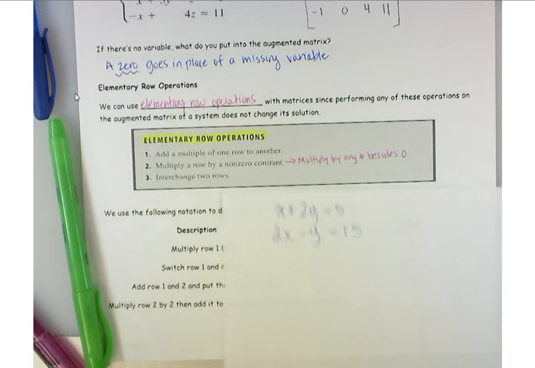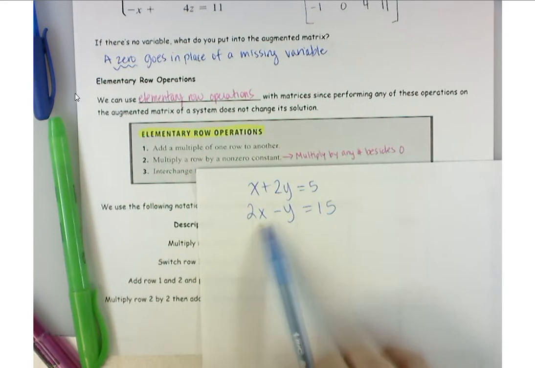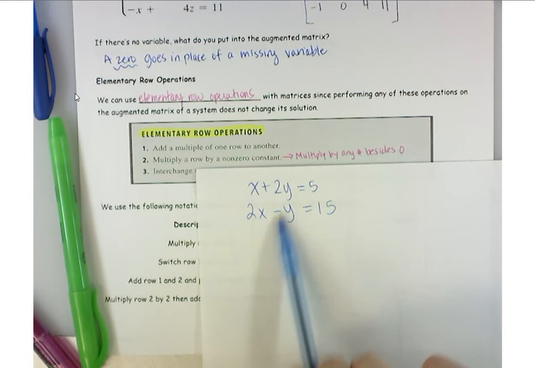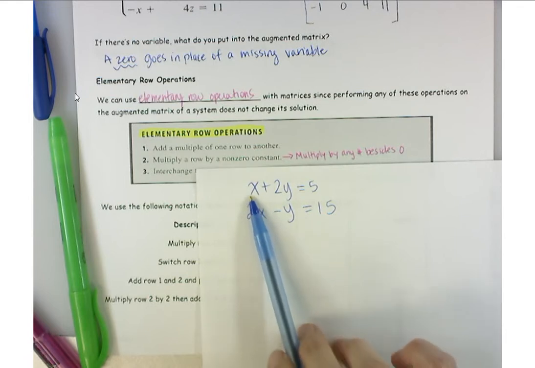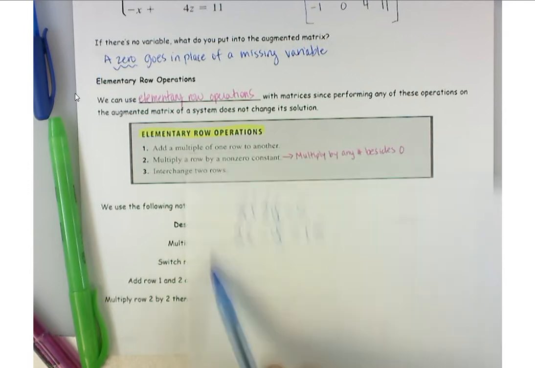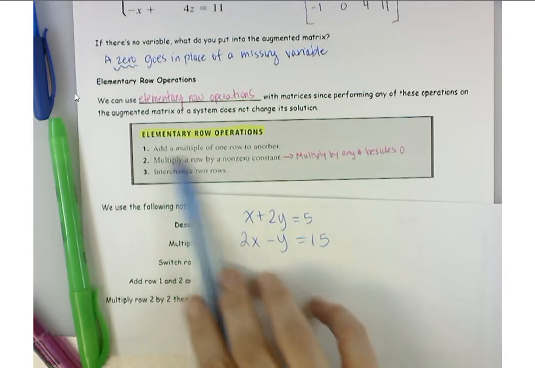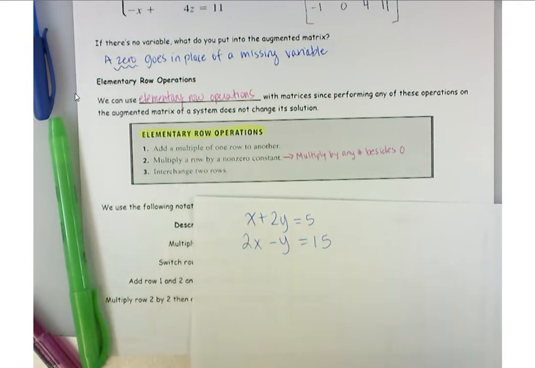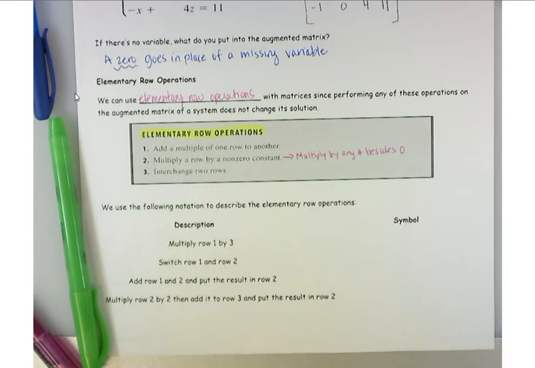So if I wanted to cancel out the x's, what would I multiply by? -2. And then after I do that, what would I do with my two equations? Add them together. That's exactly what this is. When it says add a multiple, what's a multiple? Why is 6 a multiple of 2? Because you can multiply something by 2 to get to 6, right?